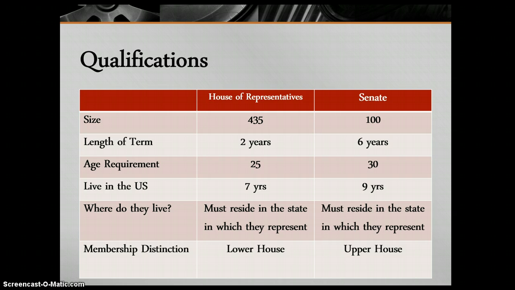The age requirement is different by 5 years. If you are 18 right now, in 7 short years, you meet the age requirement for the members of the House of Representatives. Senators must be 30 years. You must also reside or live in the United States for 7 years for the House and the past 9 years for the Senate. You must also, regardless of being a representative or a senator, reside in the state in which you represent. That makes sense.